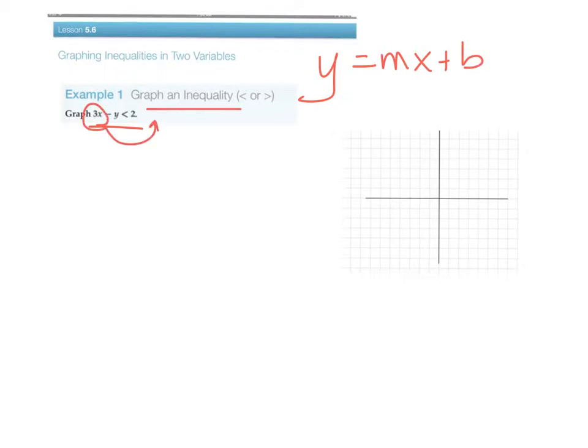So when I move 3x over, it becomes negative. So I have a negative y less than, and it becomes a negative 3x plus 2. And I'm putting it where the x is first. So that's my positive becomes negative.